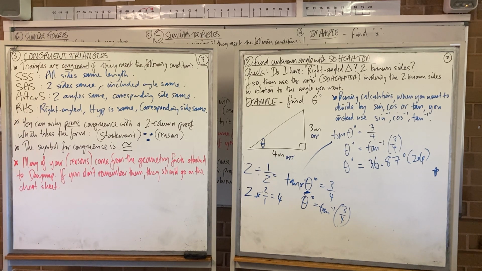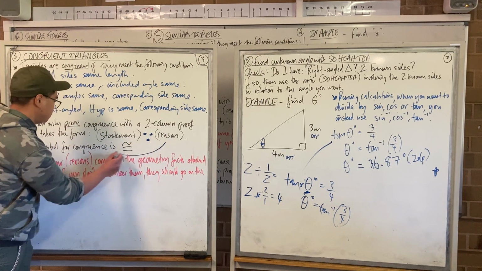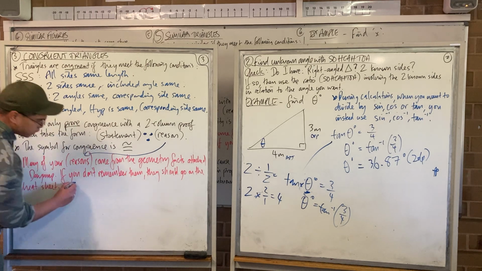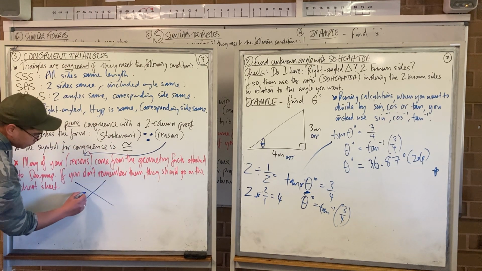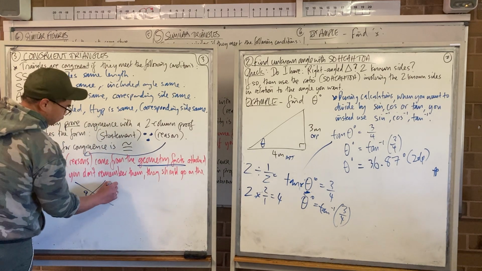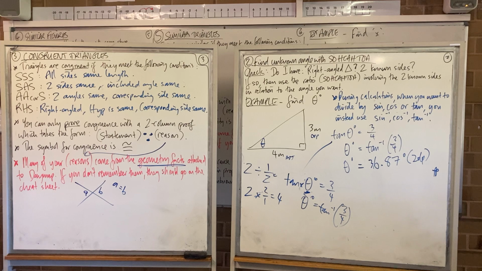And then I provided you a PDF. It's attached to DayMap now. Many of these reasons come from the geometry facts attached to DayMap. If you don't remember those, chuck them on your cheat sheet. You seem to be aware of them because when I did this, and I said, well, what do we know about angle A and B if those are straight lines? You told me that they were equal. And then you told me because they're vertically opposite. So you had a good idea of that. If you need a refresher, the geometry facts are on a PDF attached to DayMap. If you're not confident with remembering them, chuck them on your cheat sheet.